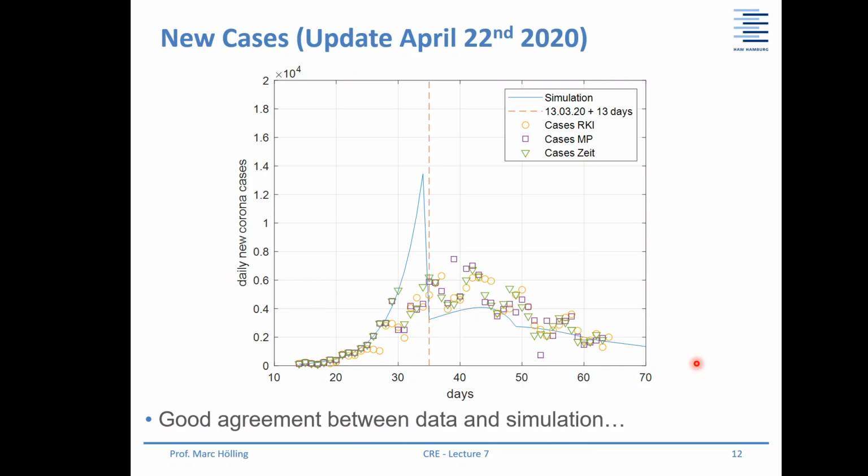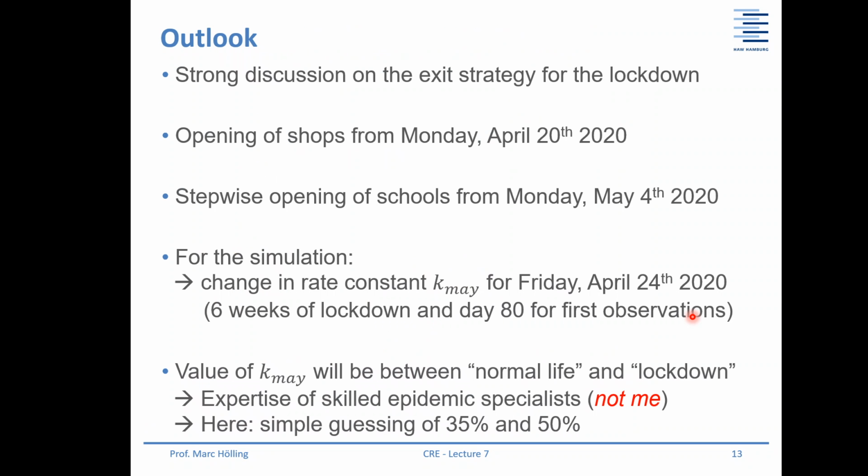This means we still improved our model. We started just with a model for the exponential growth, and now we found out we can adapt it to the second phase. This is working also quite well, and then we can go for the next step. Right now we have a strong discussion about the exit strategy for the lockdown, and what we have so far is that shops will open or opened already from last Monday. There will be a stepwise opening of schools from May 14th.